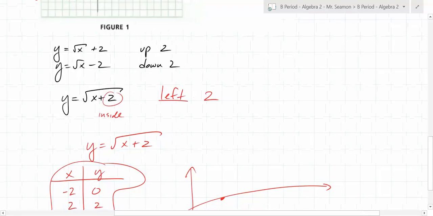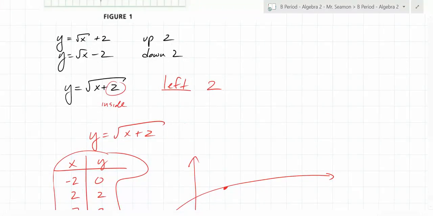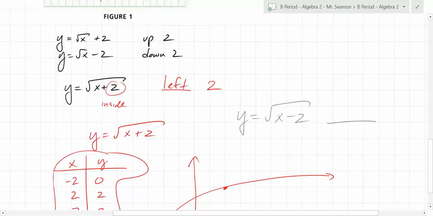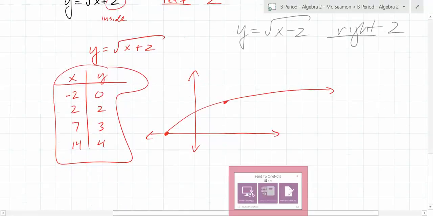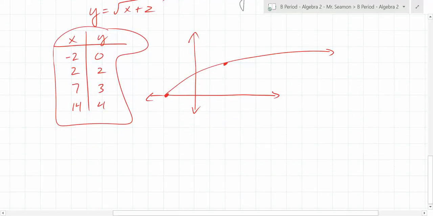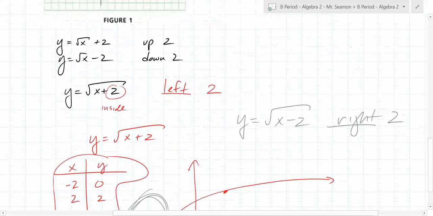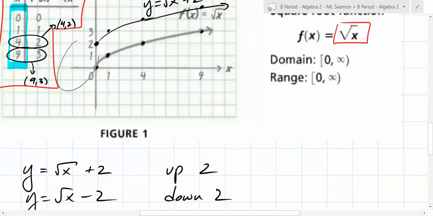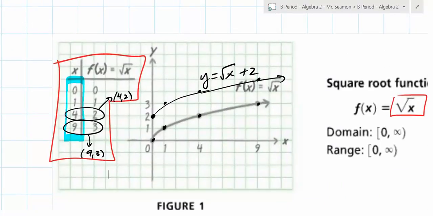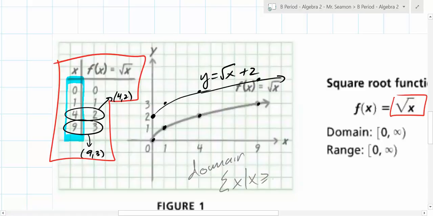So if you look at this pattern right here, what happens with this? What would this be? Y equals the square root of x minus 2. What happens? Right 2. Now, square root starts, can you plug in a number that's like negative over here? Why isn't the graph over here? Well, what's the function? The square root of x. Can you square root a negative number? So what's the domain here? What's the domain? Greater than or equal to?